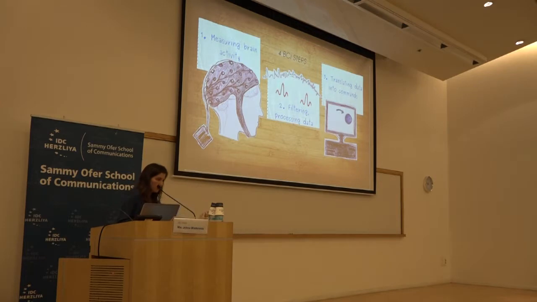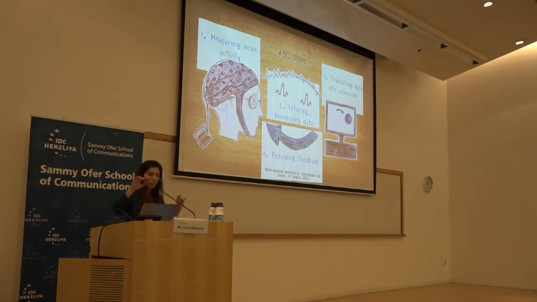For example, for motor imagery it is left or right, if the user is imagining left or right hand movement, and then these commands are presented as feedback, in this case, this little ball which goes left or right.